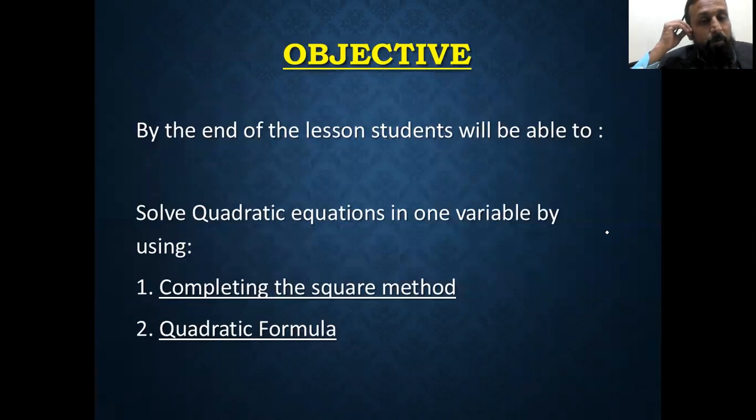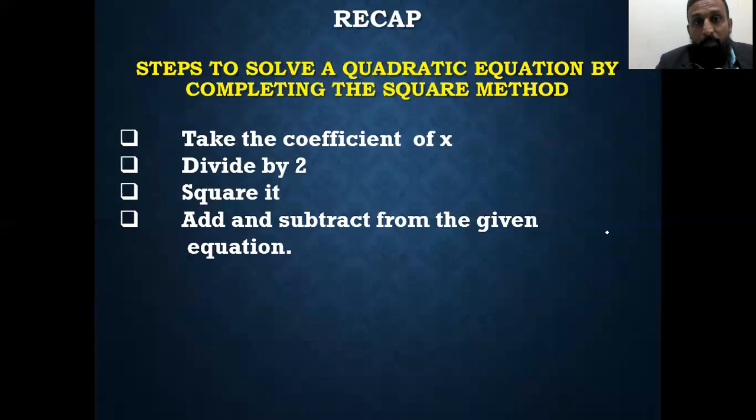Our learning objective for today: by the end of this lesson, you will be able to solve quadratic equations in one variable by using the completing the square method and the quadratic formula. Let's have a quick recap of what we have learned earlier. We have solved quadratic equations by the completing the square method, and here are the important steps which are used to solve quadratic equations by completing the square method.